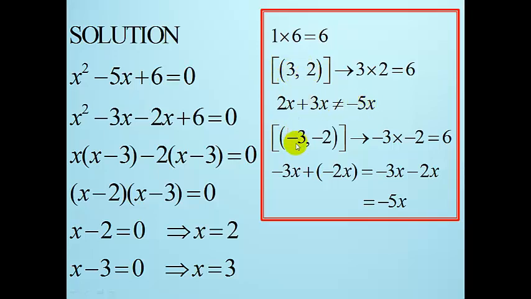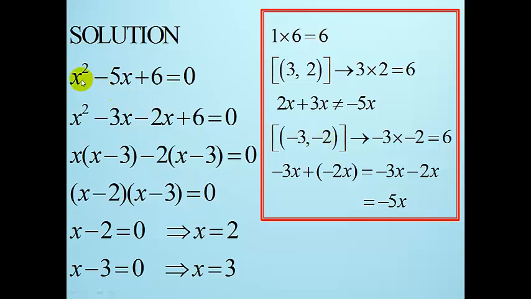So now let's take two different numbers, minus 3 and minus 2. We first multiply. Minus 3 times minus 2 is equal to 6, which is equal to the 6 we had. Now let's add and see. Minus 3x plus minus 2x is equal to minus 3x minus 2x, and the answer is minus 5x. So because when we multiply, we are getting the 6, and when we add, we are also getting the minus 5x, it means that we are going to use minus 3 and minus 2.